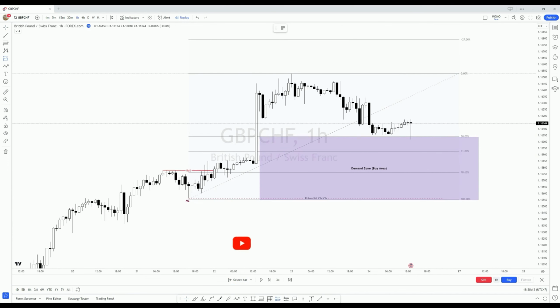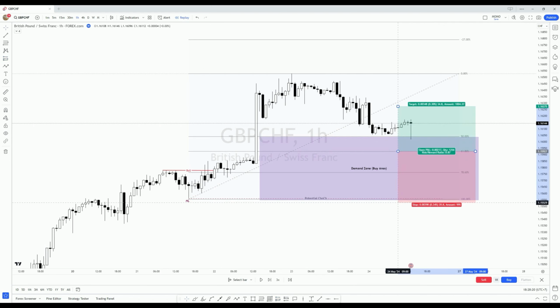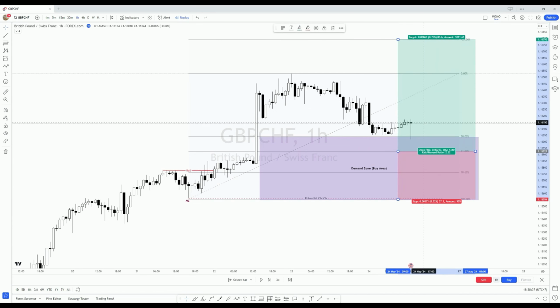If we are going to trade from the H1 time frame, placing a pending buy at 61.8, stop loss at 100%, take profit at minus 27, our return on this trade can be 2.3. So if you win, you will win 2.3. If you lose, only 1. It's exactly the same RR if you trade from the lower time frame.